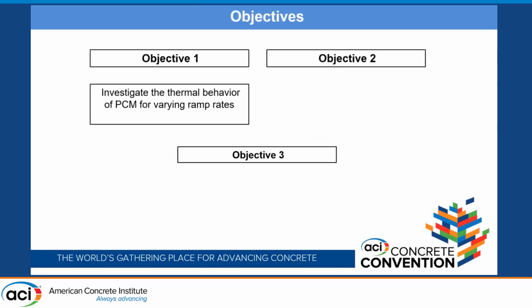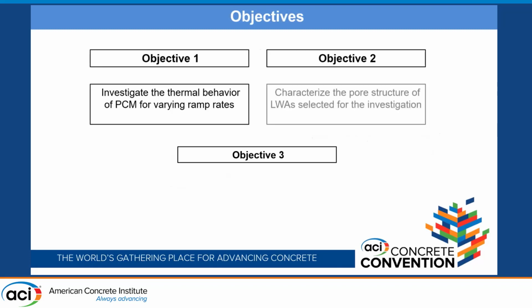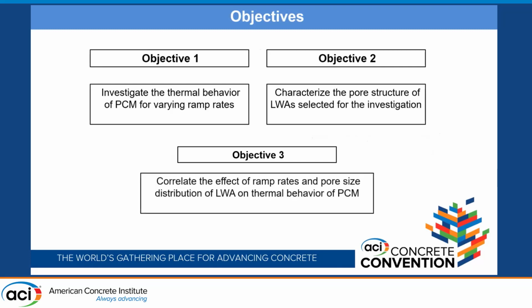So the first objective is to investigate the thermal behavior of PCM at varying ramp rates. The second objective is to characterize the pore structure of the lightweight aggregates for this investigation. And then finally, we're going to correlate the ramp rates and the pore size distribution of lightweight aggregates with the thermal behavior of PCM.